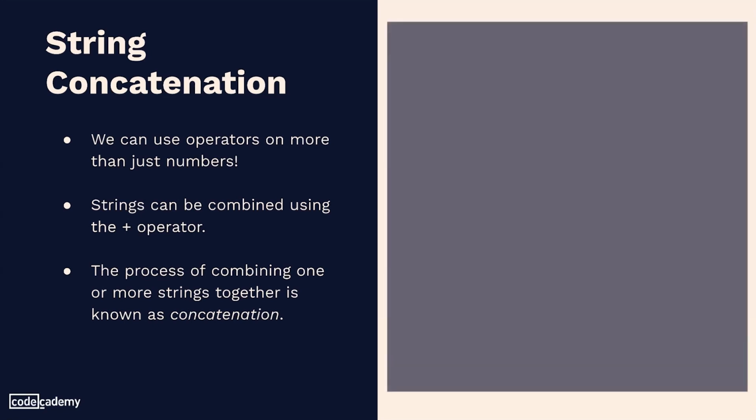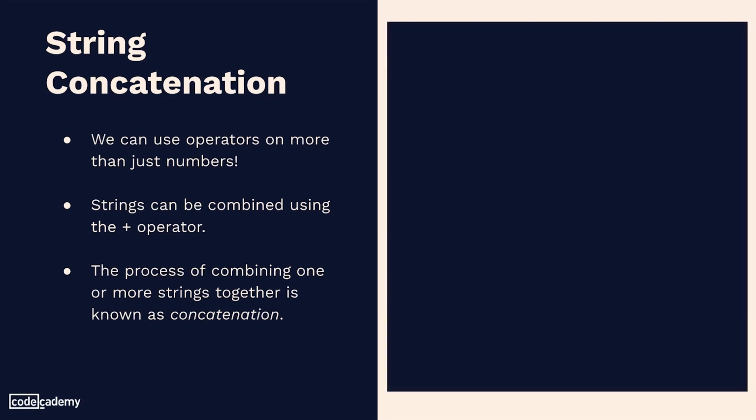Let's take a look at some examples. On the right-hand side, we have 2 strings, hi and ya. We are combining them using the plus character. The result will be a concatenated string of hiya.